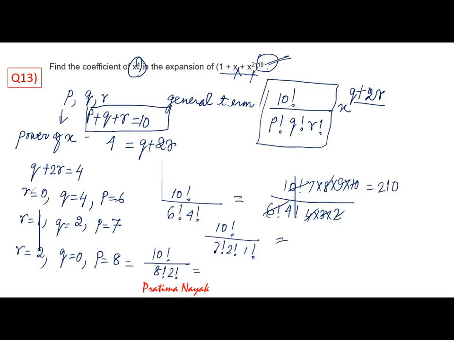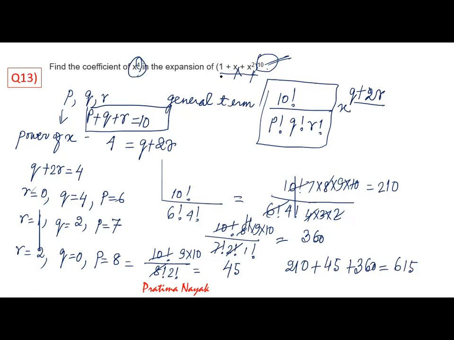Now coming to this one, it will be 8, 9, 10 by 2 factorial, which is 360. Then coming to 8 factorial, 9 into 10, it will be 45. So it will be how much? 210 plus 45 plus 360. It will be 615. So the coefficient of x to the 4 in the trinomial expansion, you will get this one.